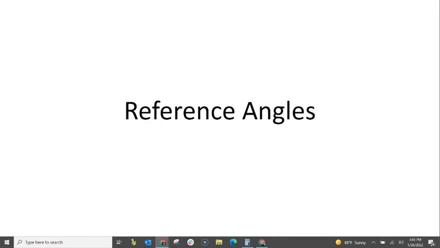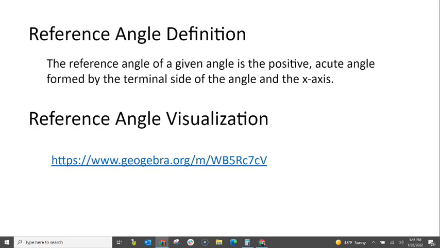In this video, we are going to learn about reference angles. We're going to start by defining them, and then we're going to see what they look like. So right here it says the reference angle of a given angle is the positive acute angle formed by the terminal side of the angle and the x-axis. Now, that's kind of a mouthful. We're about to visualize and see what that actually looks like.